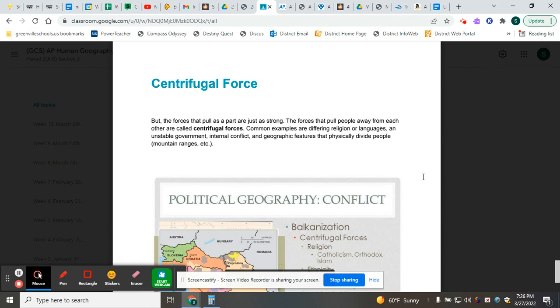But this is one more item that you're going to use over the next week and a half to help you better understand all these concepts that make up political geography.